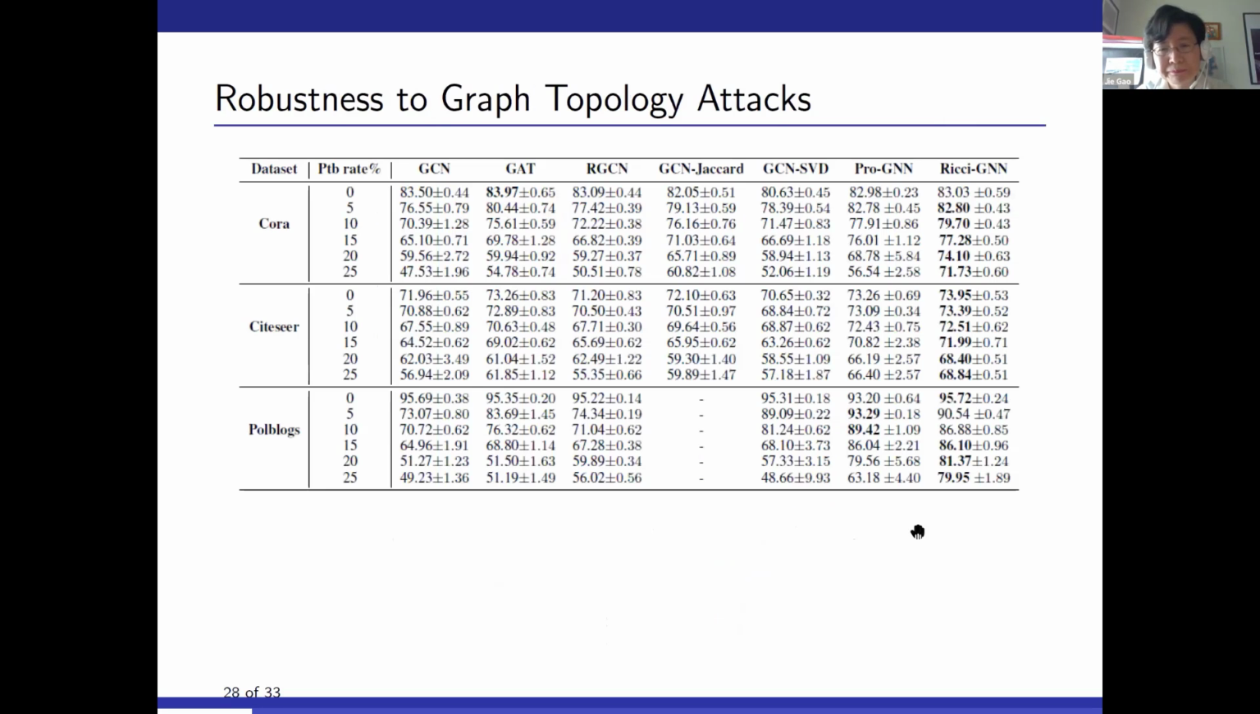So, here are some numbers. Again, it might be just boring to look at them, but the main message is, when we look at the perturbation rate, here we're perturbing at a very aggressive rate, so perturbing like 25% of the edges. And in fact, correspondingly, if we look at the Ricci flow-based neural network approach, it is much more robust than the other approaches.